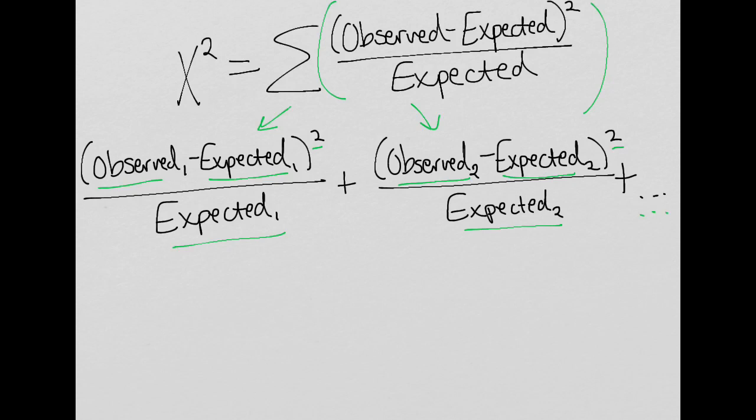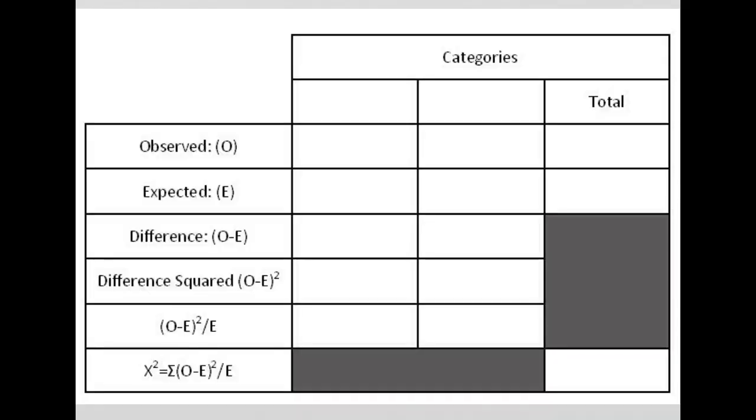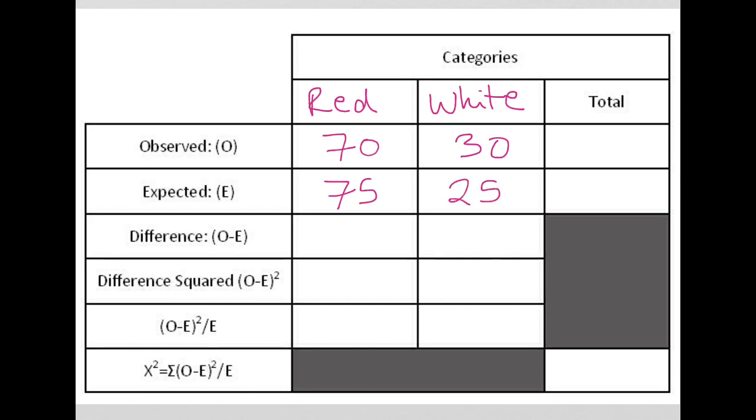Okay? So let's do this for our values. We only have two categories in this case. We have red and white. So we do it for the exact number of categories that we have. Remember, our observed red was 70 individuals, while our white was 30. But our expected was 75 for red and 25 for white, but the totals are the same.